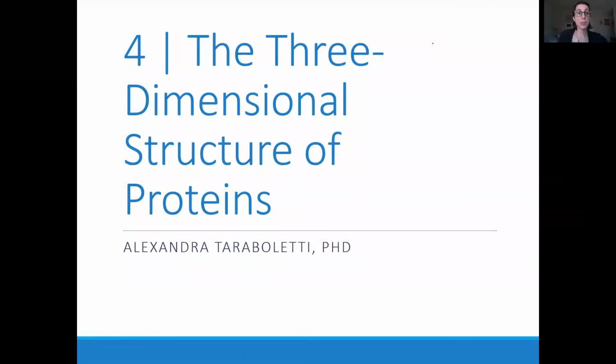Hi all, we're going to get into chapter 4, which is now looking at proteins in a continuance, but their three-dimensional structures. So we focused a lot in chapter 3 on the two-dimensional structure of a protein, and now we'll be looking at how it's held together three-dimensionally.